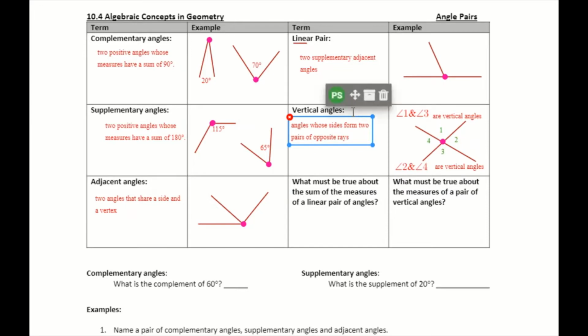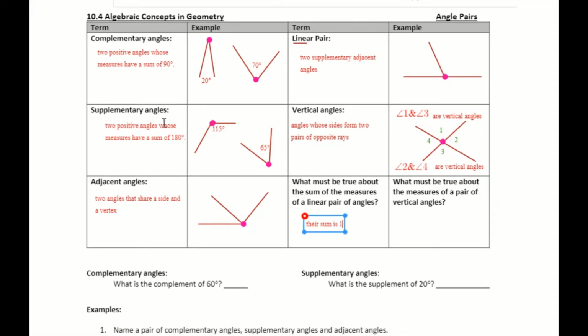All right, and we'll go through some more examples just to solidify that, but that's what vertical angles mean. So just to wrap this up, what must be true about the sum of the measures in a linear pair of angles? Well, in a linear pair, we said they're supplementary. We already established that, but they have to add up to 180. Okay, so their sum is 180 degrees.